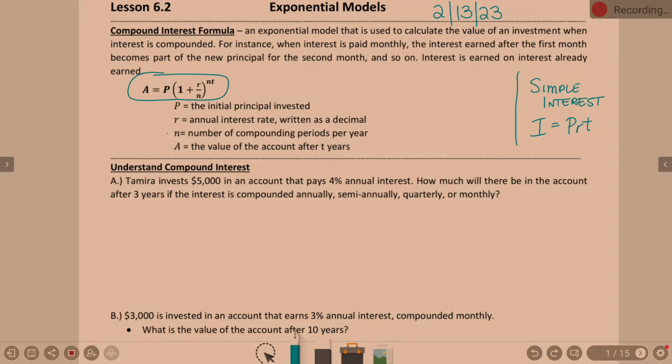N is the number of compounding periods per year. So are they finding that interest monthly? Are they finding it annually, quarterly, semi-annually?